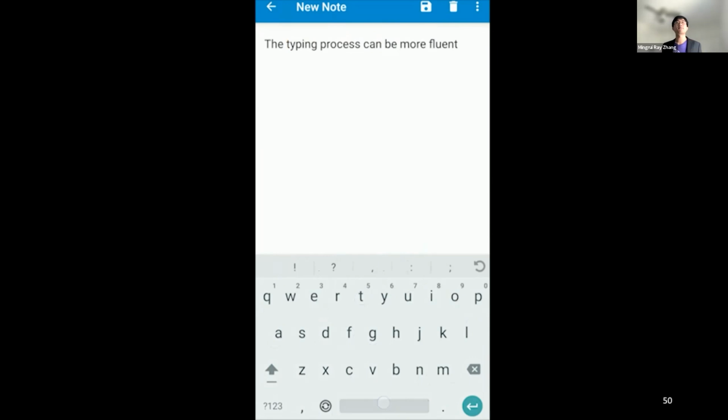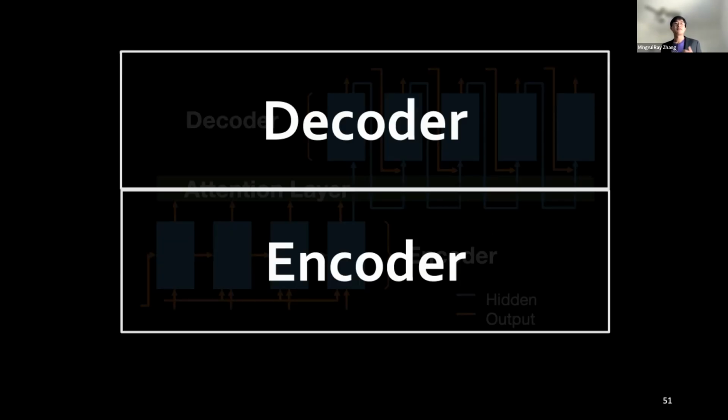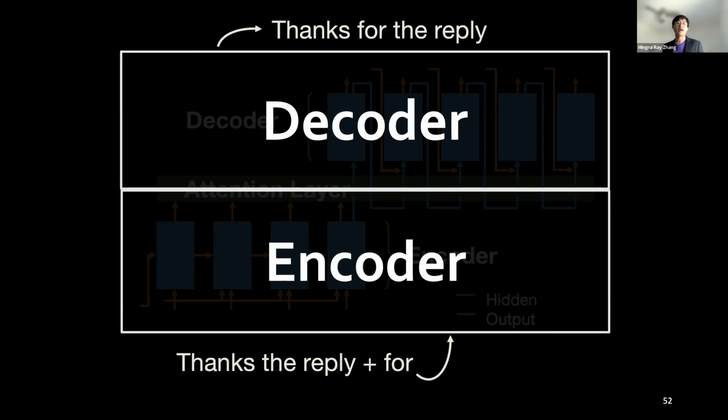So how do we implement this? The intelligent interactions need to locate the errors given a correction. To do this, we train a neural network model, which has two parts, an encoder and a decoder. We feed the correction and the typed text into the encoder. Here, the example is "thanks the reply", and the correction is "for". And the decoder will output the correct version of the text.